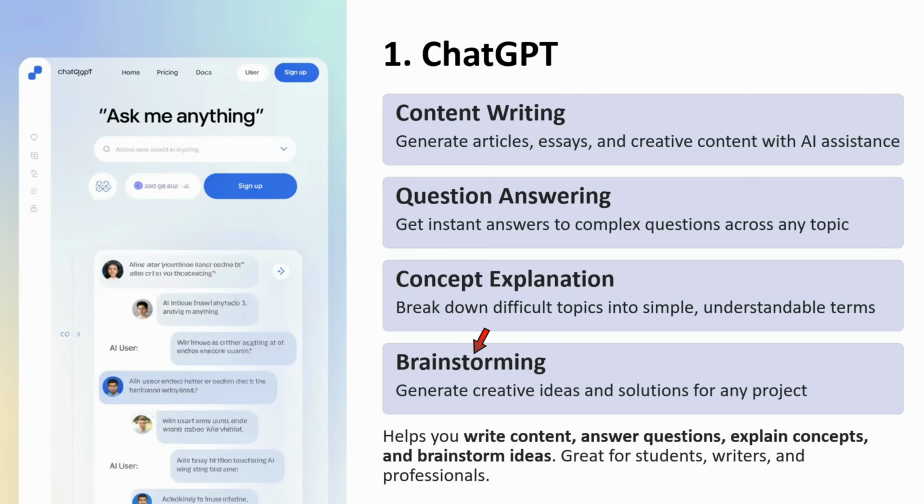ChatGPT is used for brainstorming. Generate creative ideas and solutions for any project. So ChatGPT helps you to write content, answer questions, explain concepts, and brainstorm ideas. And it is great for students, writers, and professionals.